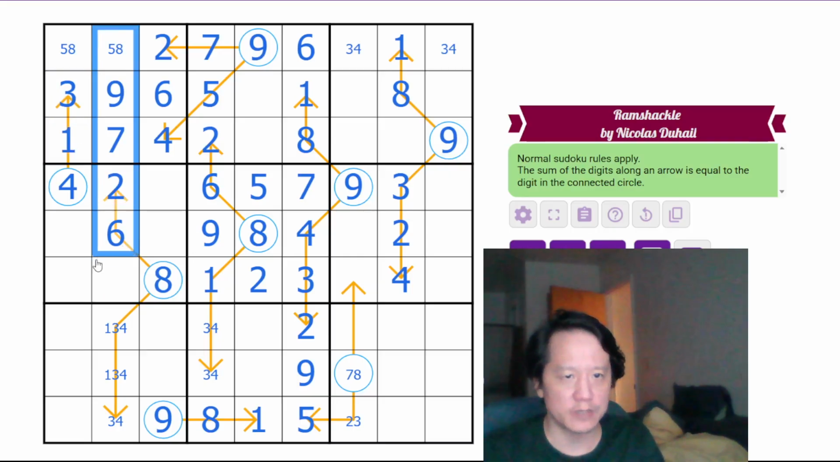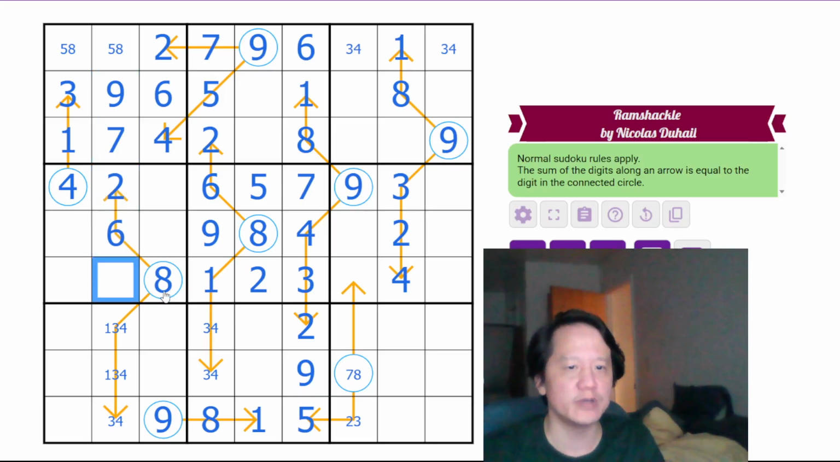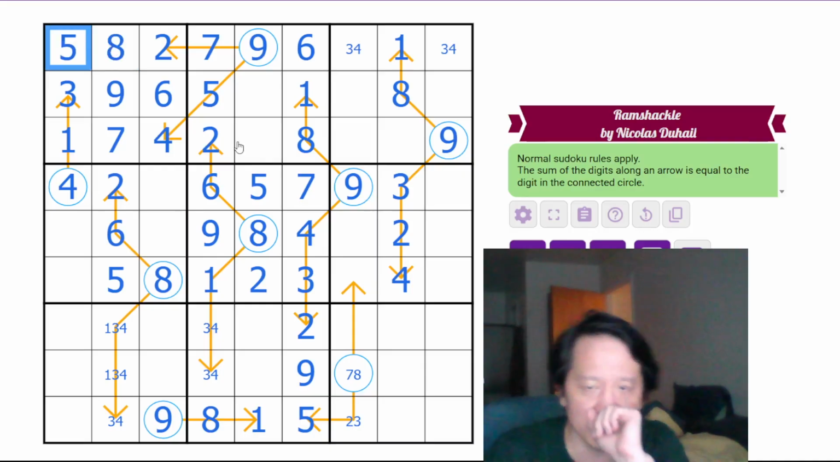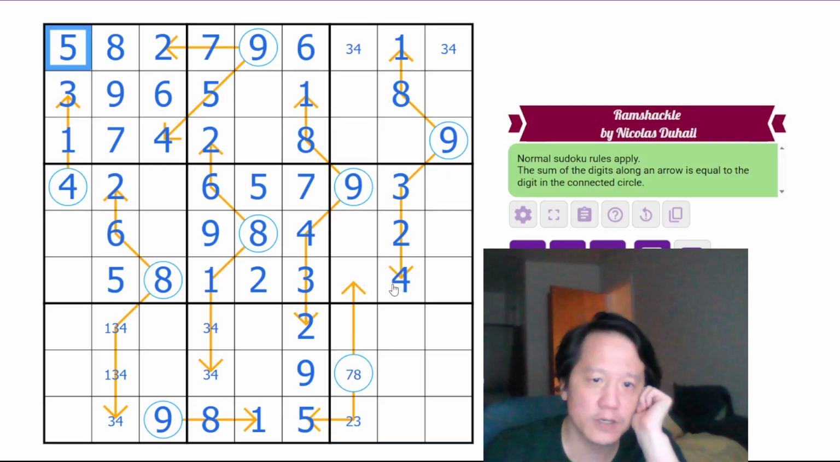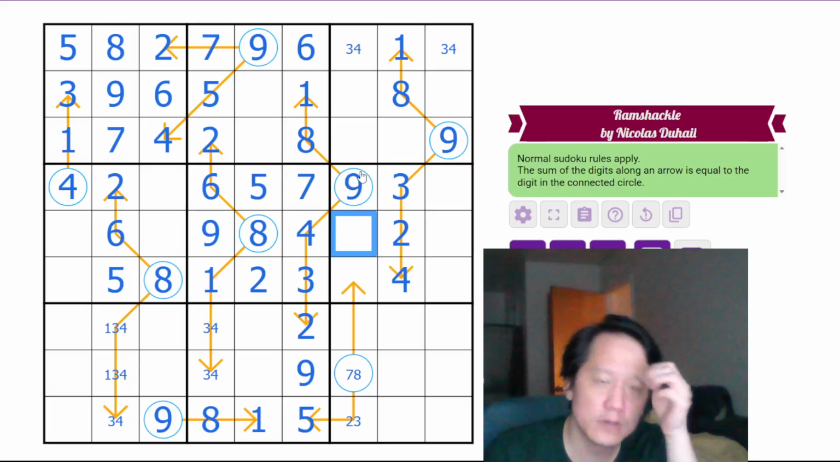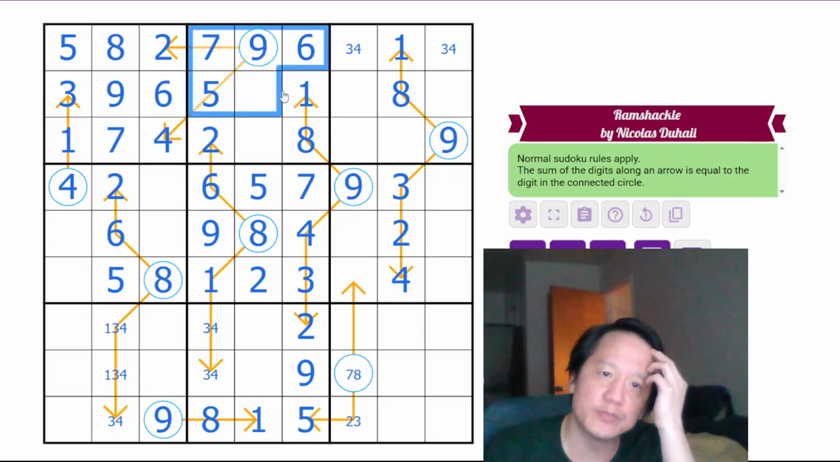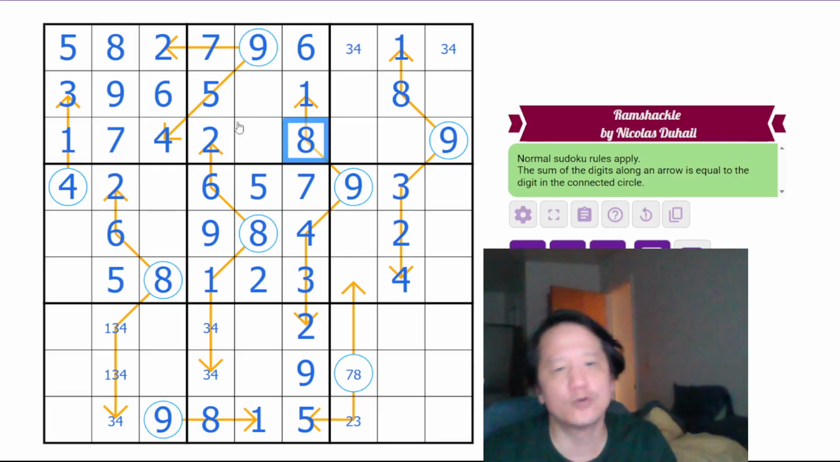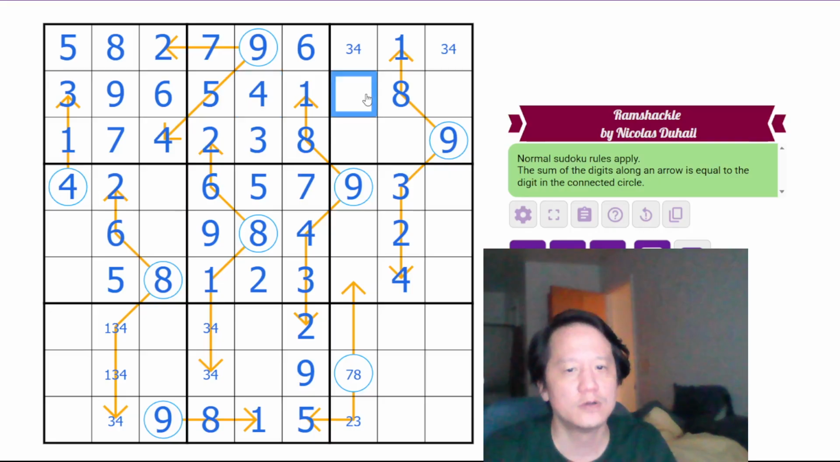Remaining digits in column 2 are 5 and 8, and this can't be 8 because of 8 in the row, so this is 5, that's 8, that's 5. Okay. Remaining digits in this upper central box, we have 3 and 4. 4 can't be here because of 4 in the row, so that's 3, that's 4.